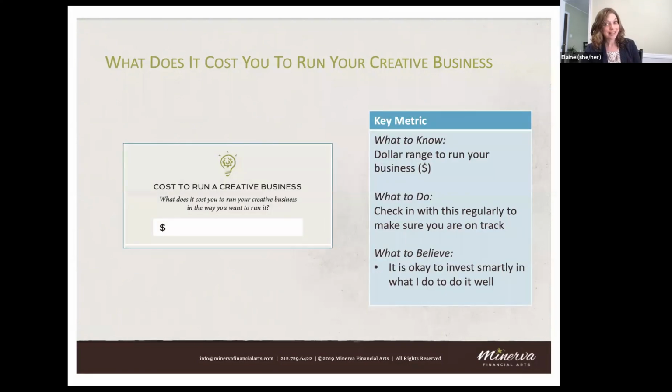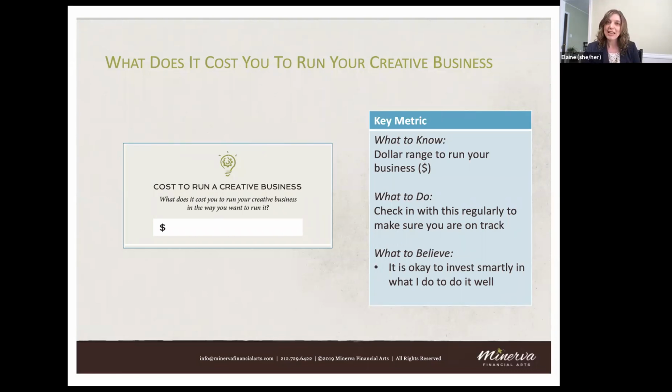So what you should do in this category is know the dollar range to run your business. And again, check in with it on a fairly regular basis. For some people, this is monthly. Depending on how active your business is, this might be quarterly or even annually.